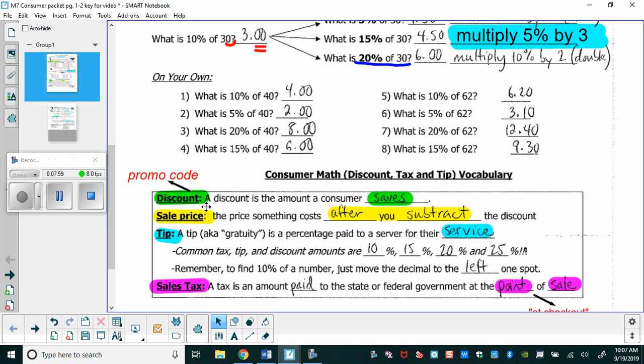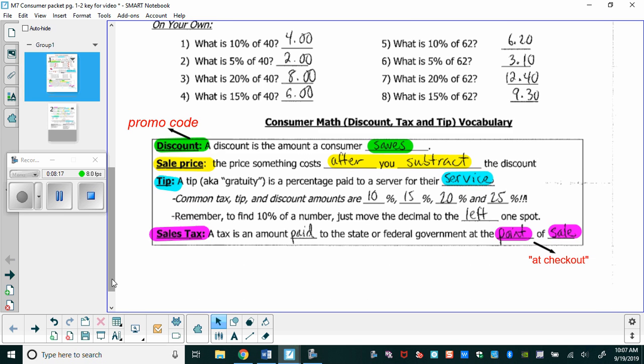And remember, to find 10% of any number, you just move the decimal to the left one spot. Now sales tax, we're going to be talking a little bit about taxes, but sales tax is the amount of money that you pay to the state or to the federal government at the point of sale, which is a lot like saying checkout. So if you're buying something online, when you get to checkout, or even when you're checking out in the grocery store, the amount of money that you owe always increases by a little because we need to pay our state government and federal government for public goods and services.